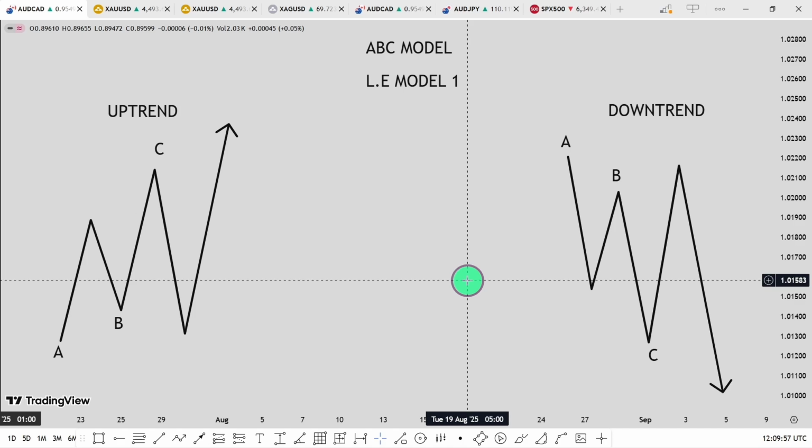So this is going to be our second lesson on the LE model. And please, we have already done a video for the first lesson. So if you have not watched it, please make sure to check it out.